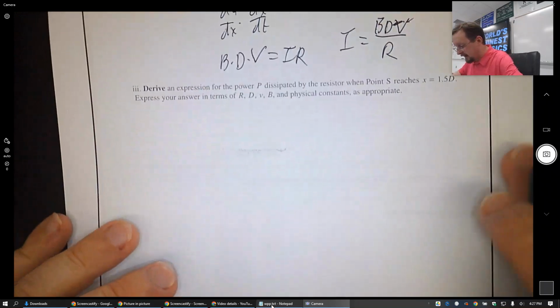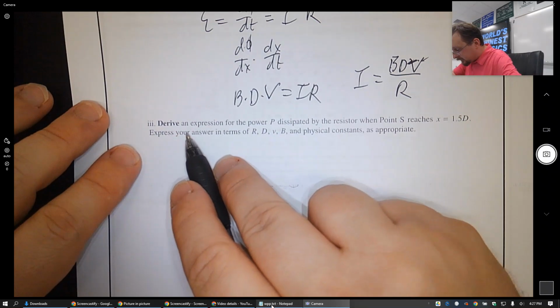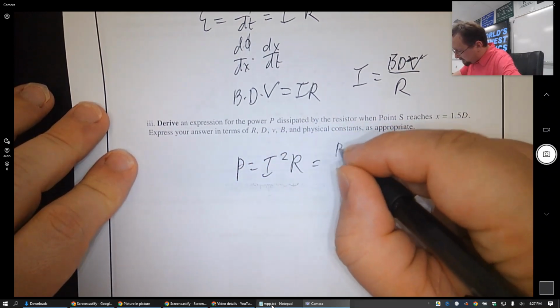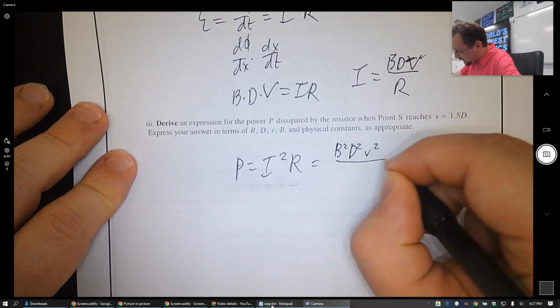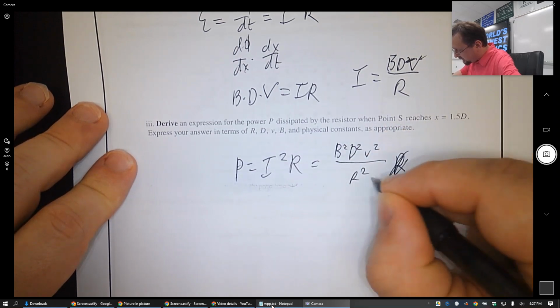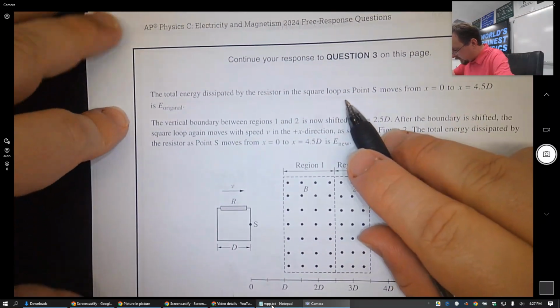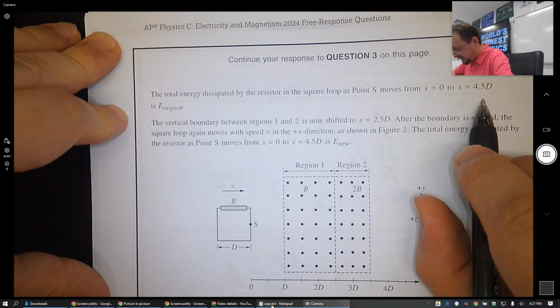Physical constants, my foot. Okay, derive an expression for the power. Power, again, is I squared R. So that's going to be B squared d squared v squared over R squared times R. Cancels. All right. The total energy dissipated by the resistor in the square loop is the original.